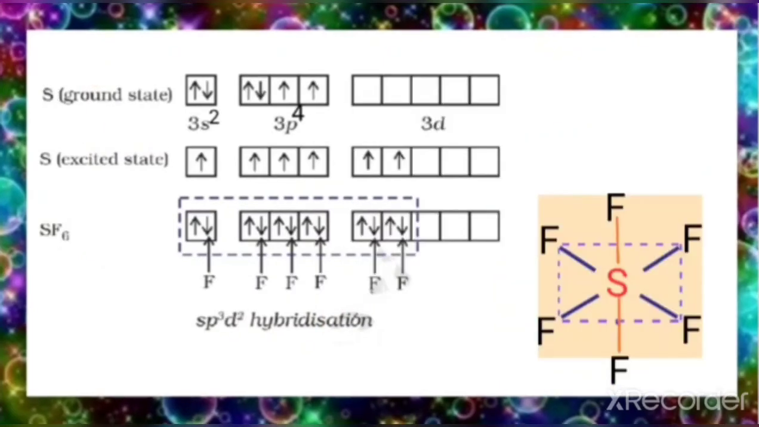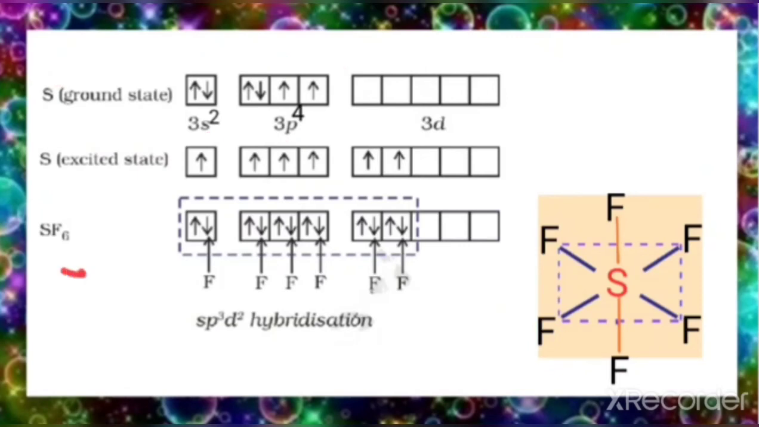Let's discuss another example, SF6. In this case, the central atom is sulfur. So first we need to write the ground state electronic configuration. The outermost shell here is the third shell, so 3s2, 3p4. There are 2 electrons in the 3s and 4 electrons in the 3p.